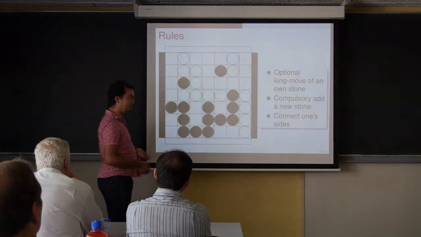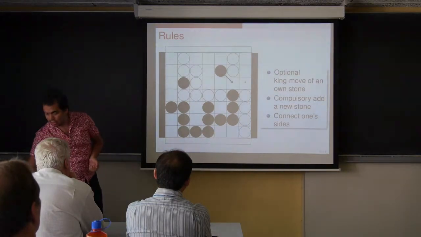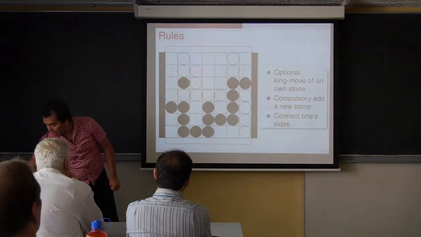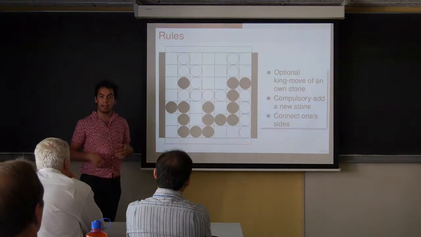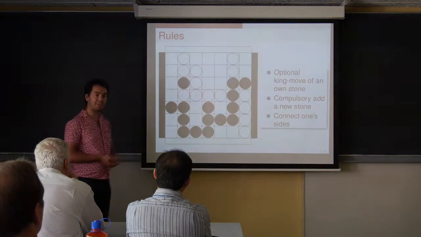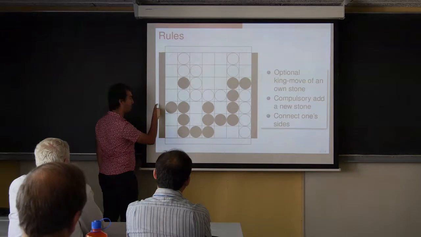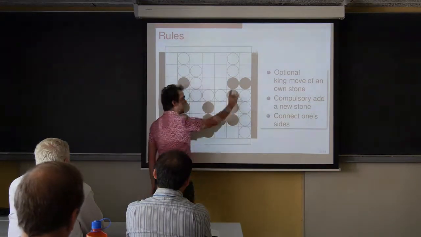And now a possible move for black would be to move this stone there and add a new one over there, which leads to a final position with black winning, because black has a winning connecting group from the left side all the way to the right side.